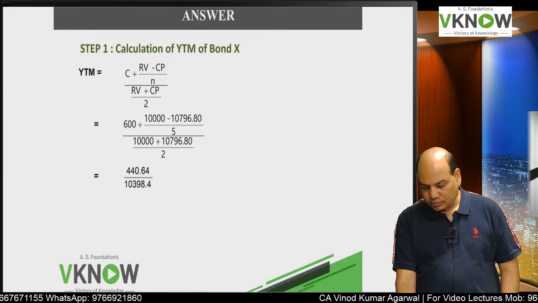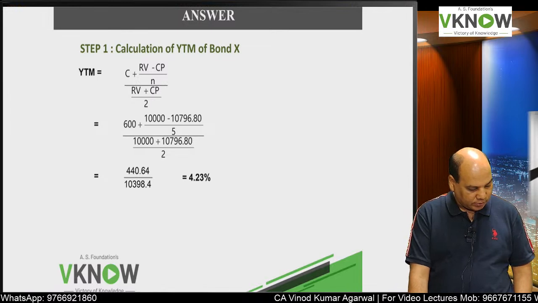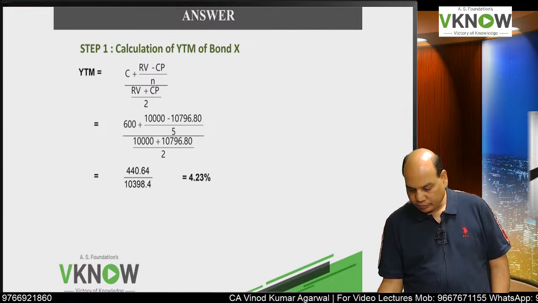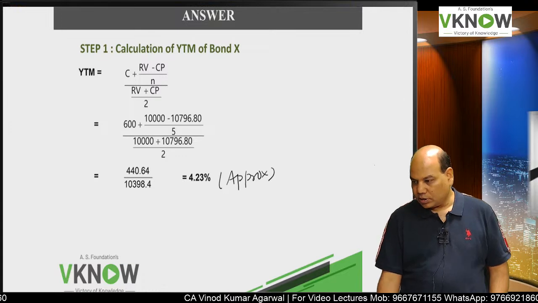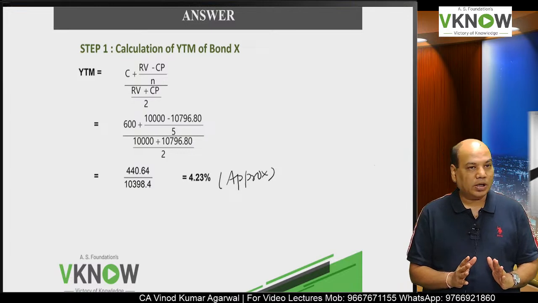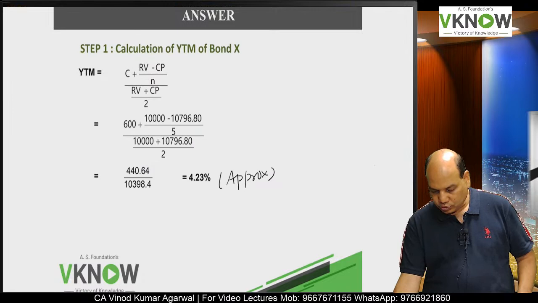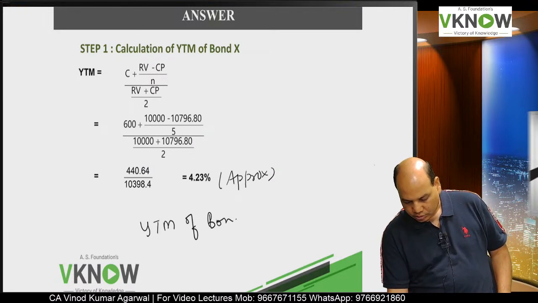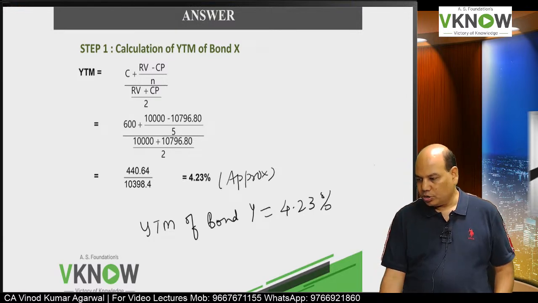So the answer is, check, 4.23% approximately. Approximately, because we are using the formula method. So the same YTM applies to bond Y also. So YTM of bond Y will also be 4.23%.